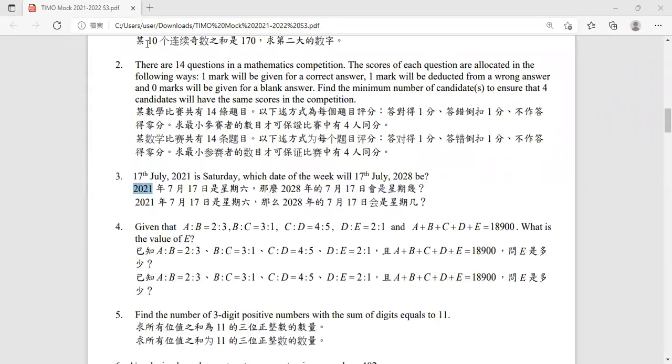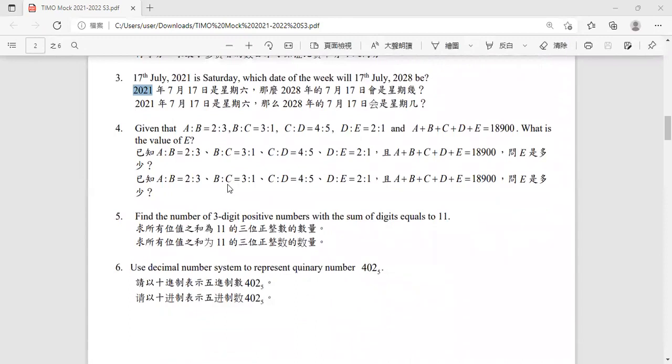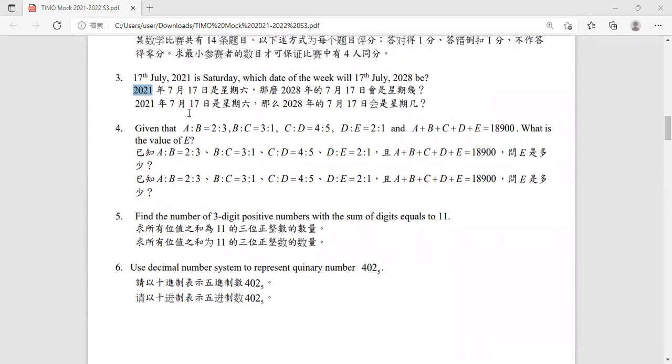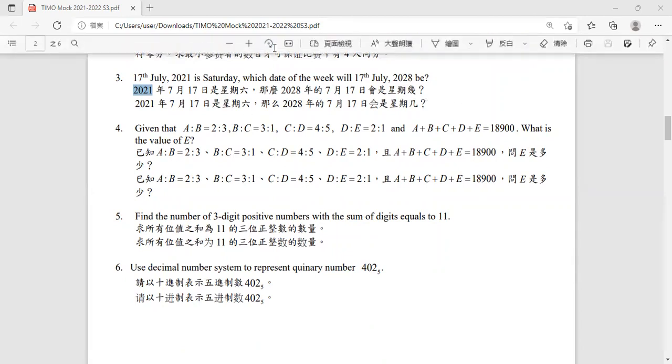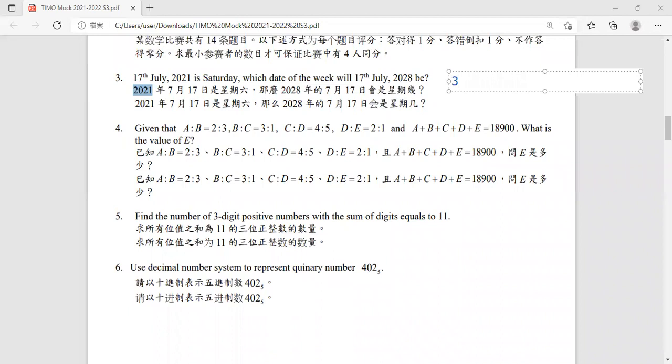Question 3. I don't think it should be here, but it's okay. Now, if the 7th of July of 2020 is Saturday, what about the 7th of July of 2028? Actually, you can do it like this, because for a normal year, there are 52 weeks and 1 day. For a leap year, there are 52 weeks and 2 days. You just add up how many days there are and how many leap years there are. Because it is the 7th of July, you have already passed the 28th of February.